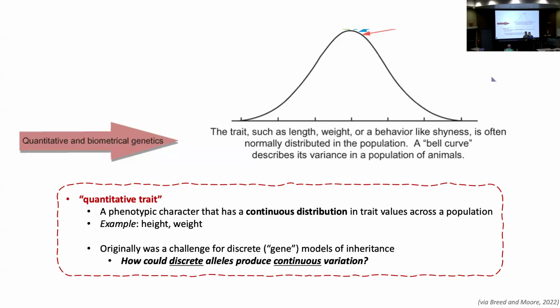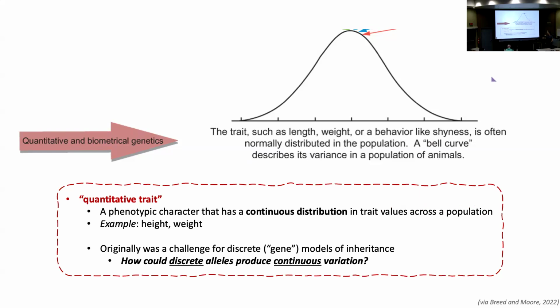from a discrete set. Height, for example, it's not like we have 3 heights. We have a smooth distribution of heights. The tones that people make, voices have a huge amount of continuous variation. The way people walk, a bunch of continuous variation. All of these things that don't come from a discrete set, we refer to as quantitative traits. A phenotypic character that has a continuous distribution in trait values across a population, height, weight, etc.